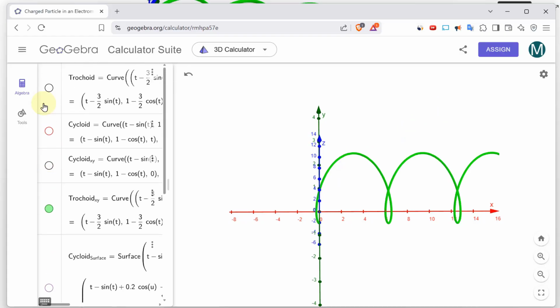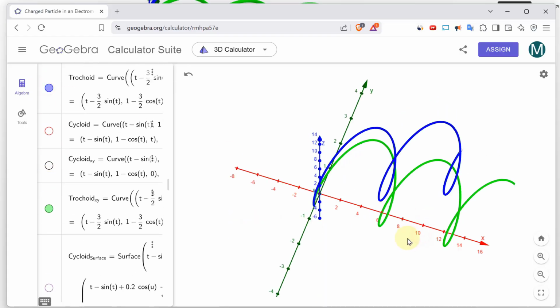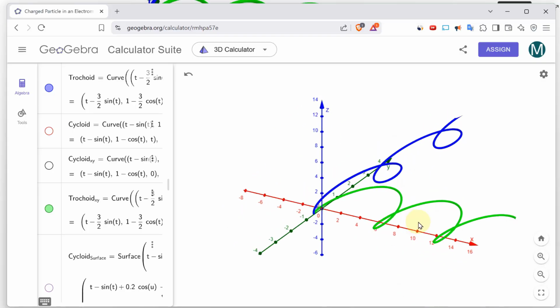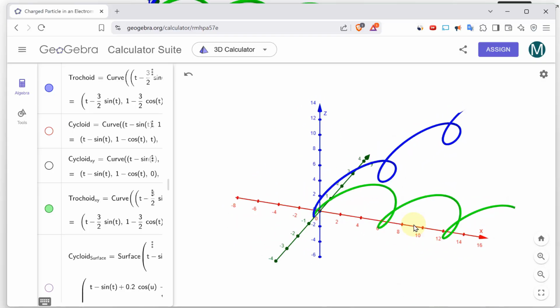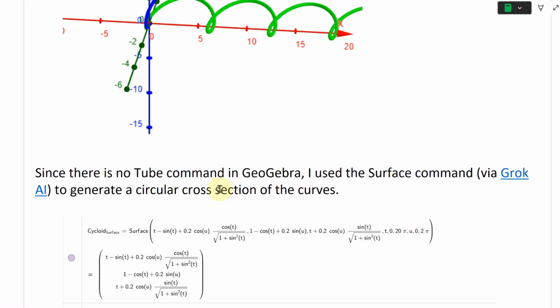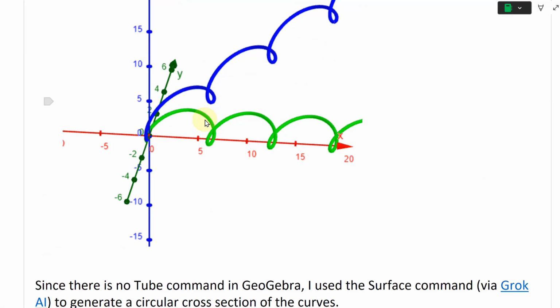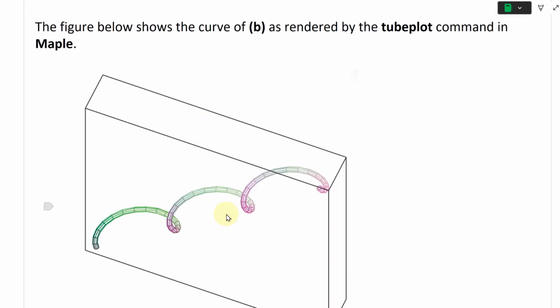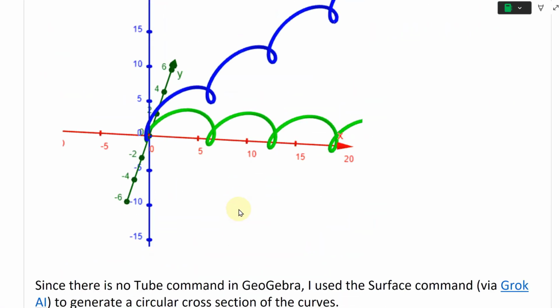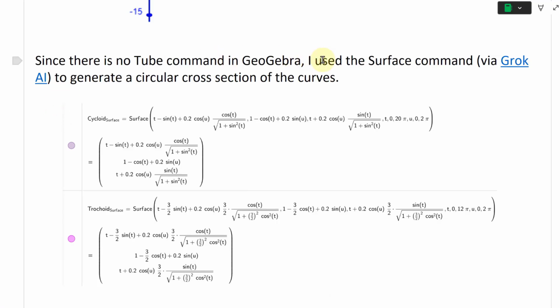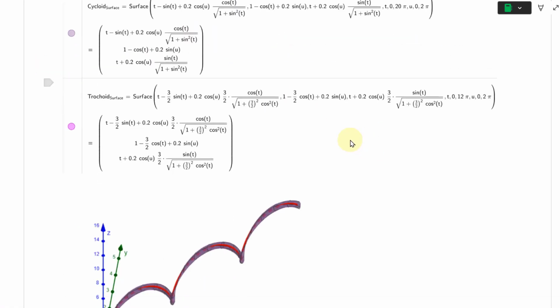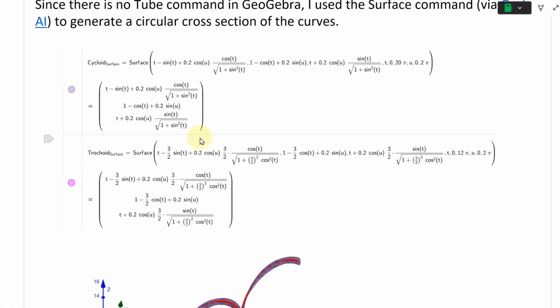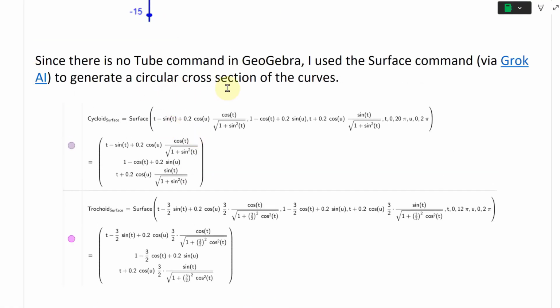Let's go to the trochoid. So there's a trochoid, put it straight down. That's exactly what we get, with a looping around effect like that. Since there's no tube command in GeoGebra, I can't just make it a tube similar to this one. Instead, I used the surface command via Grok AI. I asked it to make me a tube setup on GeoGebra to generate a circular cross section of the curves.